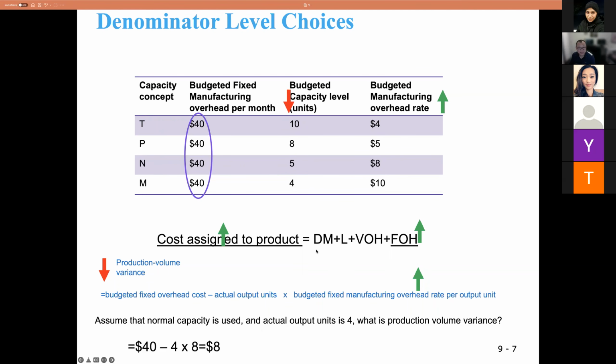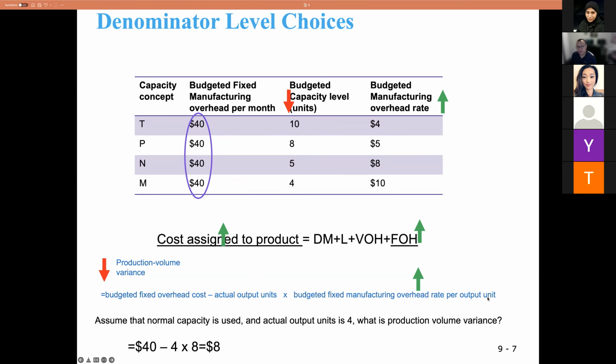Why? Because in your budget, you think it's 5. That's normal capacity, but the actual is 4, right? So the difference is 1 unit, and each unit is $8, right? So that's why this is the $8 variance. So that's the performance variance.